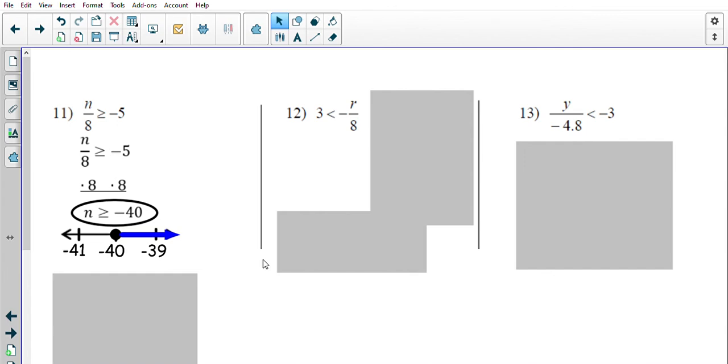3 is less than negative r over 8. I do suggest you rewrite it with the negative, either with the r or the negative 8. I like to put it with the 8.